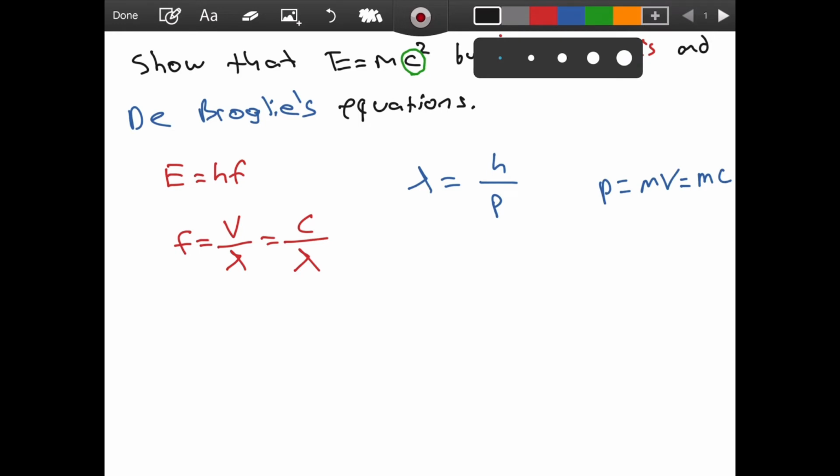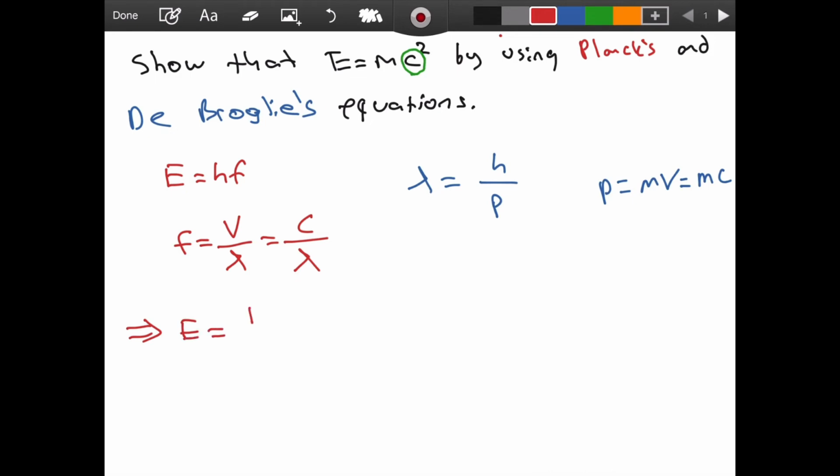Well, we can say, all right, let's just substitute what we found, right? So Planck's equation becomes E is equal to hc over lambda, and de Broglie's equation becomes lambda is equal to h over mc. Okay, and now we can say we have an energy term here, and we have an energy term in E is equal to mc squared as well.